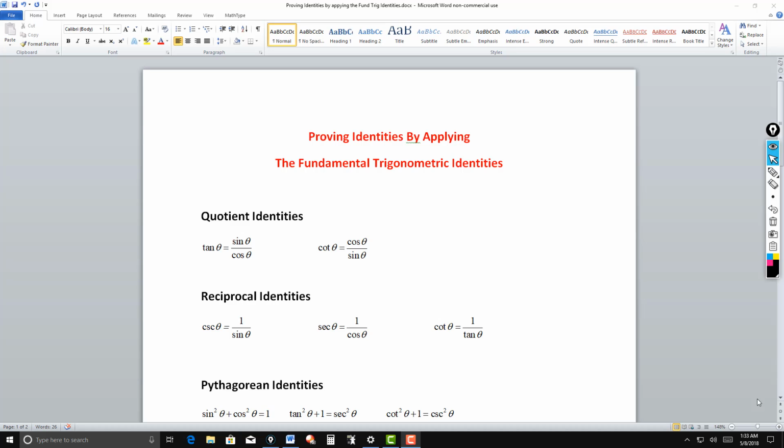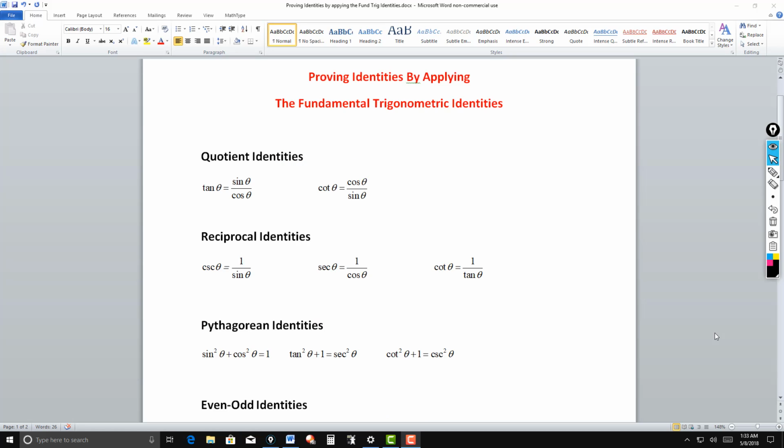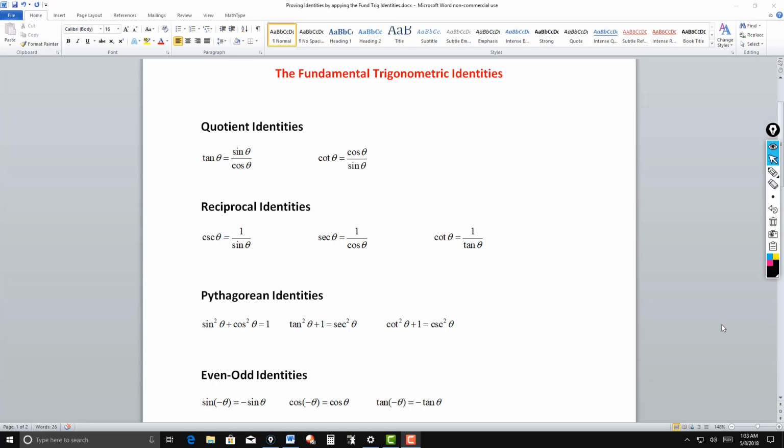In the last video, I looked at what I call the fundamental trigonometric identities, and we touched on how we can use these to prove other identities. But anyway, here they are. I'll go through them slowly. You can pause the video in case you want to look at these.